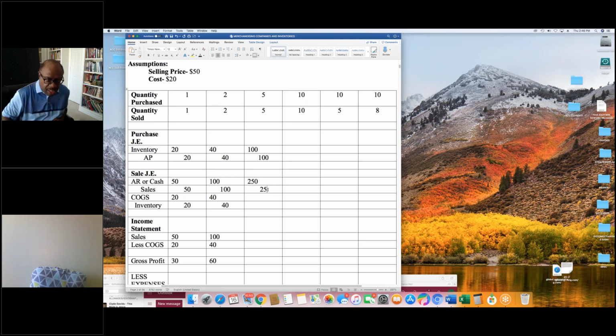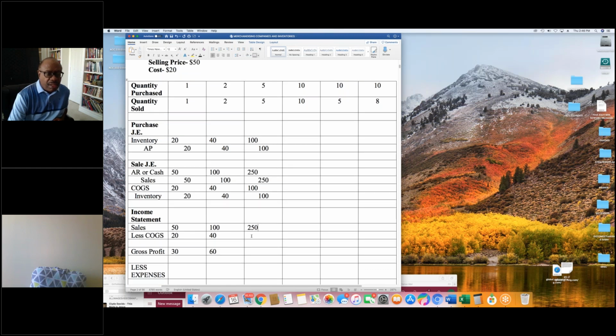So we make this entry. Cost of goods sold is 100. And now the sales are 250. Cost of goods sold 100. Gross profit is 150.